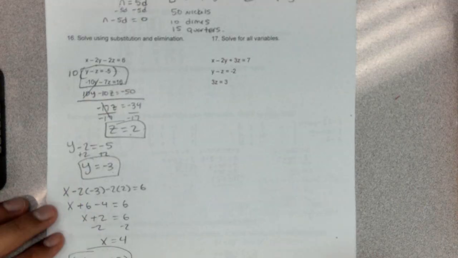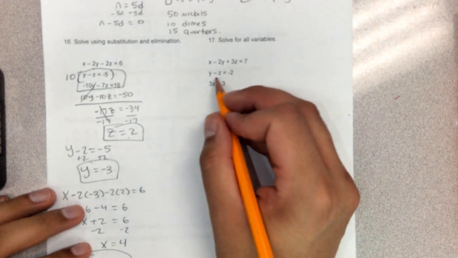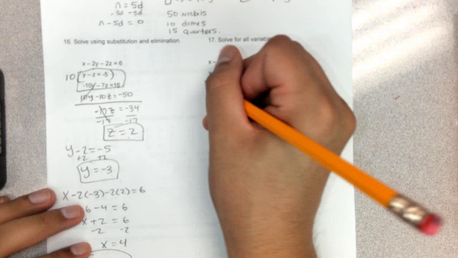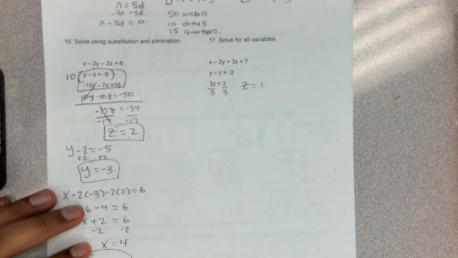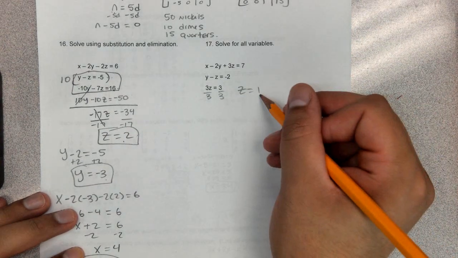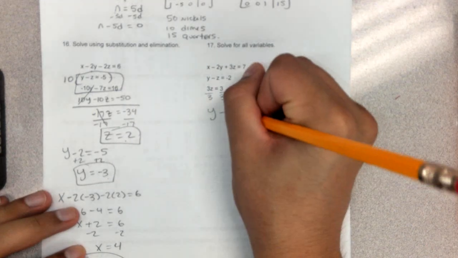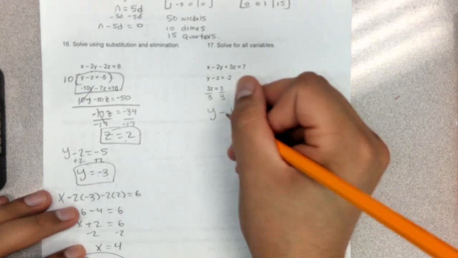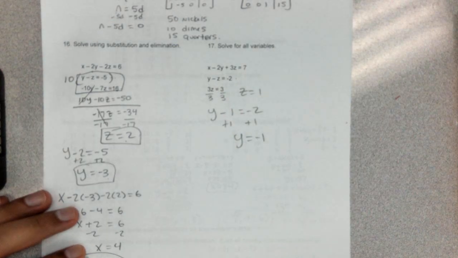Alright, so now let's do number 17. For number 17, let's use the bottom one. All we have to do is divide by 3, and that's going to give us z. So z equals 1. Let's plug it into the second equation to find y. y minus 1 equals negative 2. Add the 1. y equals negative 1.